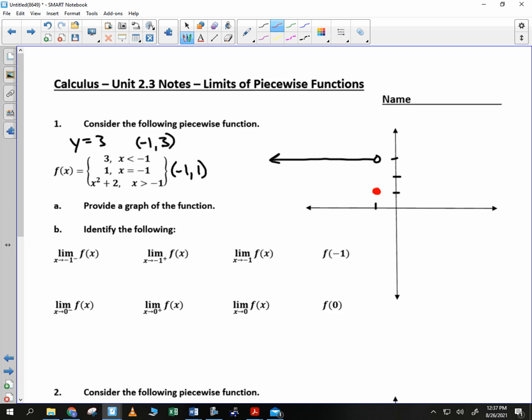And then we have x squared plus 2 for x greater than -1. I plug in -1, and what do you get? 3. -1 squared is 1, plus 2 is 3. So remember, that was a parabola. I'll draw that in blue. There's my piecewise function.